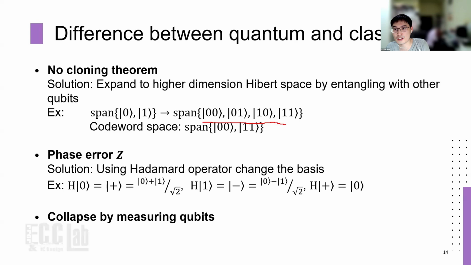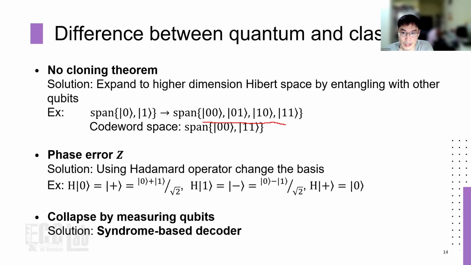Last, we can't measure the data qubit state. Otherwise, the state will collapse. So what can we do? We obtain the syndrome of error by measuring the ancillary qubits. And those decoders are called syndrome-based decoders.